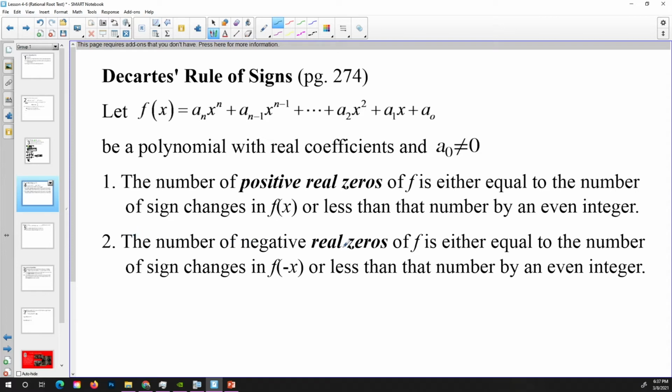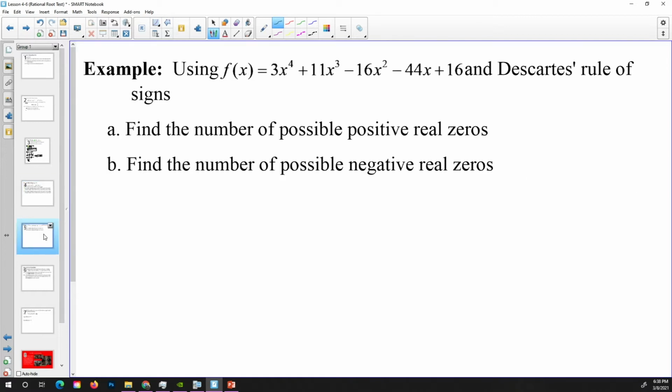To find the number of negative real zeros, you have to do a little bit more first. The first thing you got to do is you have to plug in -x and then evaluate that. And once you evaluate that, count the number of sign changes, and then the same thing. It's less than that by an even number. So let's look at an example here.